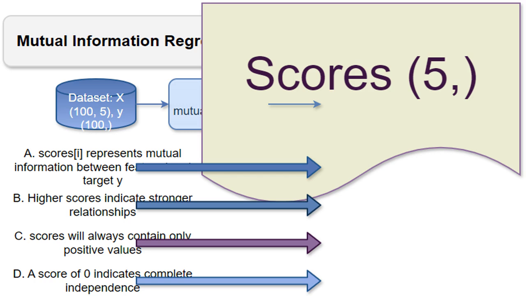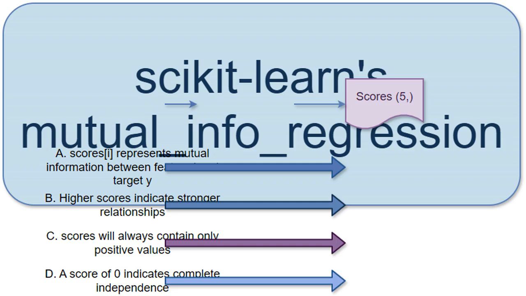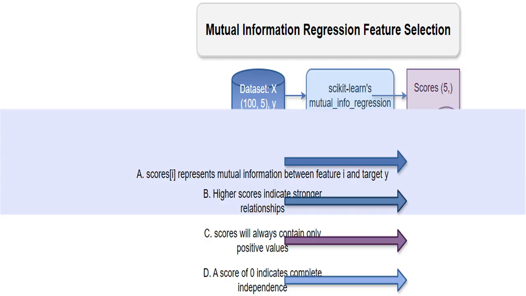The `mutual_info_regression` function outputs a score for each of the 5 features. These scores show how strongly each feature relates to the target variable. The output is an array of 5 numbers. Each score `scores[i]` tells me the strength of the relationship between a specific feature i and my target variable y. A higher number means a stronger relationship.